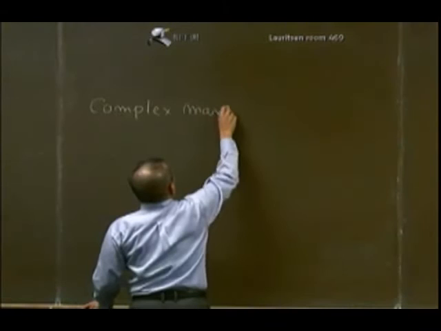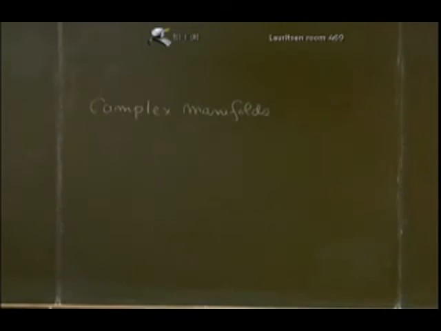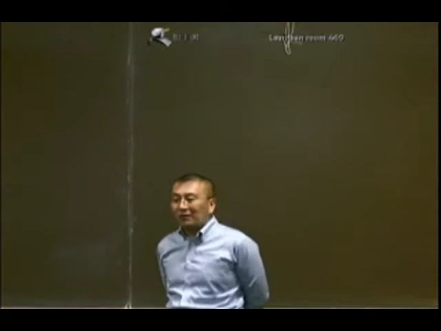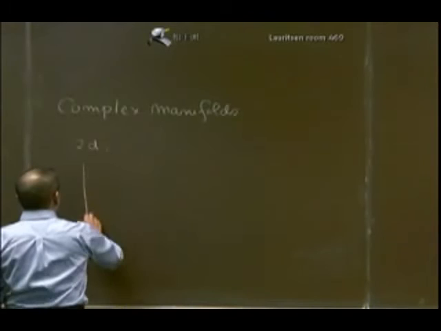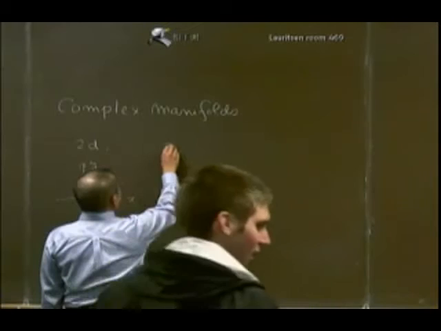So I'm going to tell you about complex manifolds today. Complex manifolds are manifolds that are parameterized by complex coordinates. I guess you know about complex variables and analysis of complex or holomorphic functions. For example, in two dimensions, we can start with the two-dimensional coordinates x and y, and then we can introduce the coordinate z in this combination.